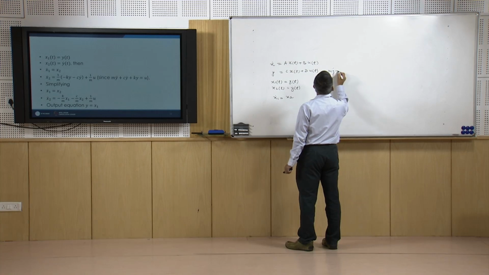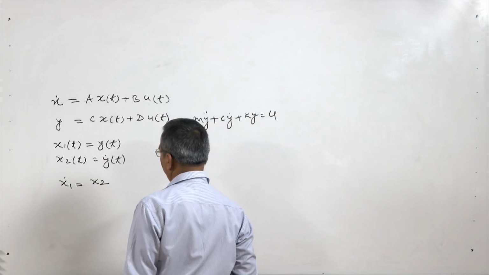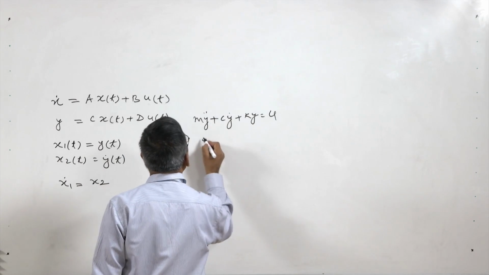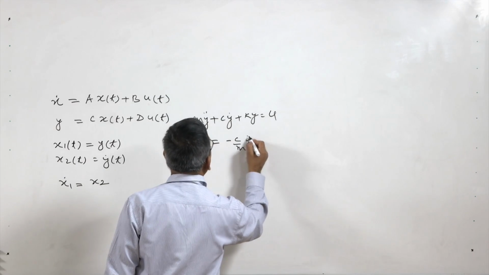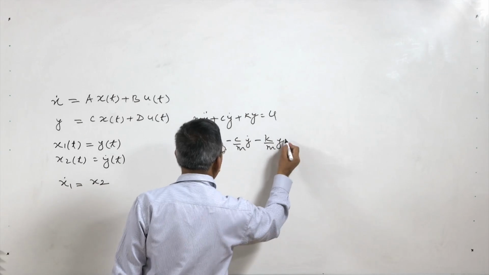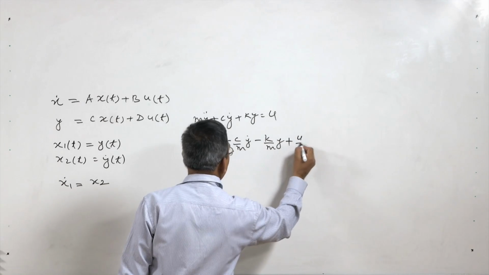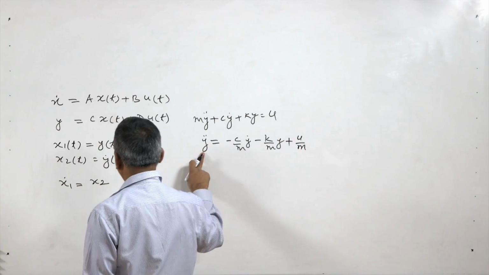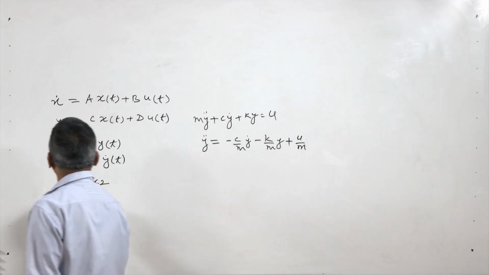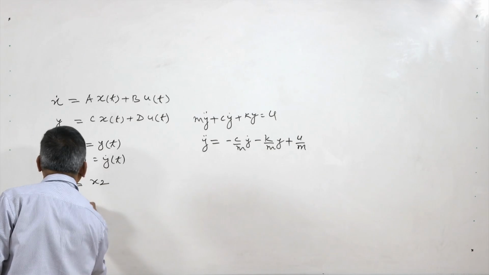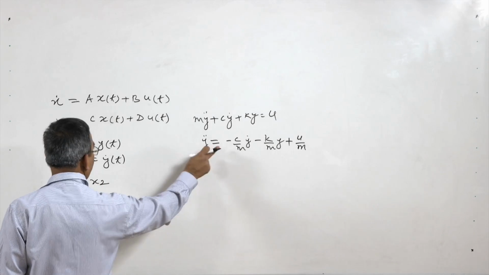My system equation, as I have shown you, is m y double dot plus c y dot plus k y is equal to u. So, from here I can write y double dot is equal to minus c by m y dot minus k by m y plus u by m. So, I have the y double dot here, and y double dot is basically going to be x2 dot.